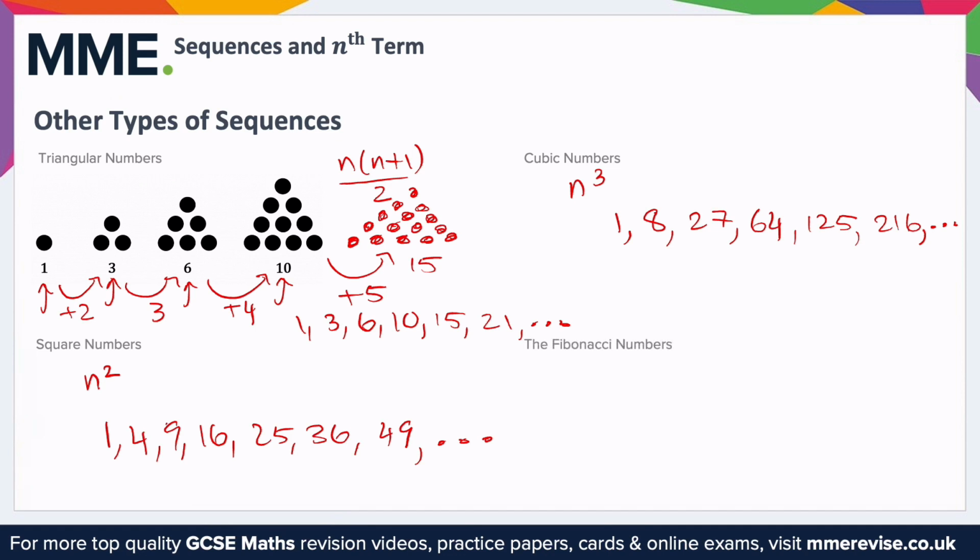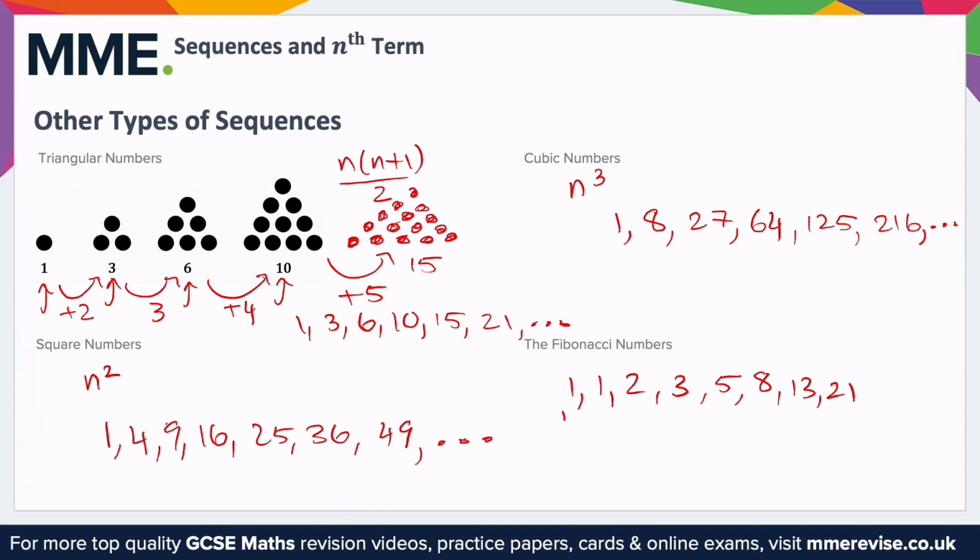And then finally, we've got the Fibonacci numbers. Now these can be a little bit confusing because it's not immediately obvious. The sequence is as follows. So 1, 1, 2, 3, 5, 8, 13, 21. Here, you might have a look at it and think, well, there's no obvious pattern at all. They're not multiplying by the same thing every time. They're not adding the same thing every time. It looks really confusing. However, the rule is that you add the 2 previous terms together to get the next one.